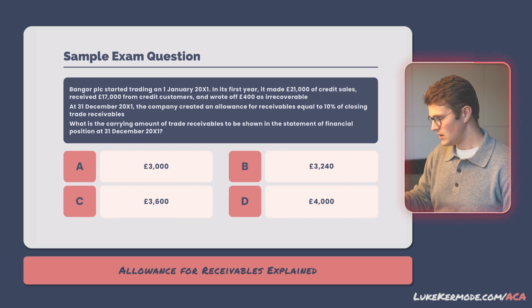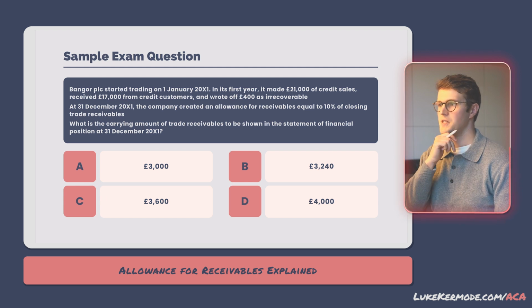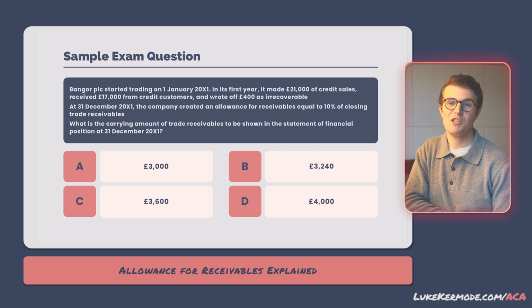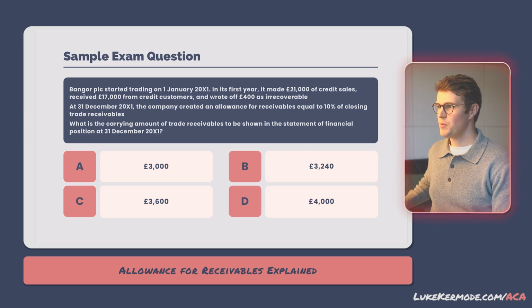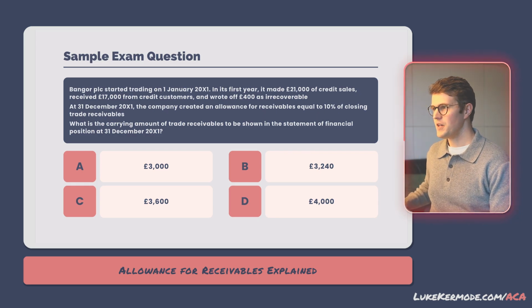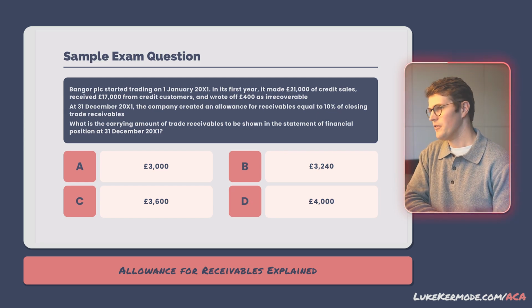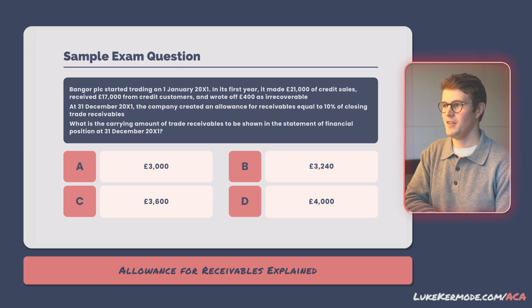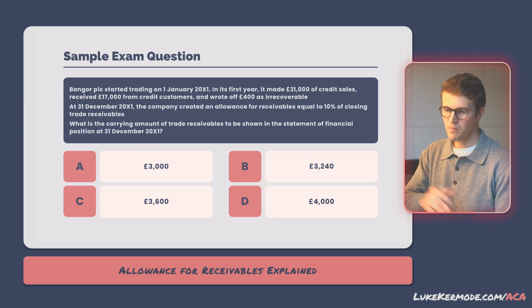Okay, let's walk through a sample exam question. We're told that Bangor PLC began trading on the 1st of January 20x1. During its first year of operations, the company made £21,000 worth of credit sales and received £17,000 worth of cash from those credit customers over the course of the year. Now, during the same year, £400 of customer debts were written off as irrecoverable.